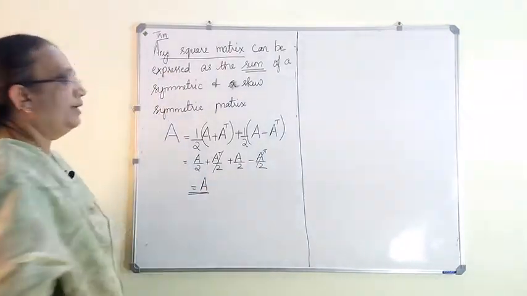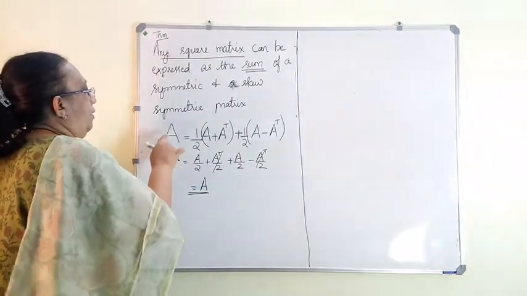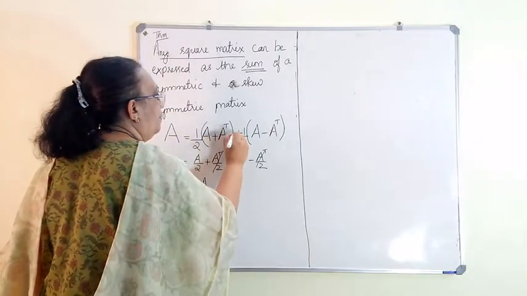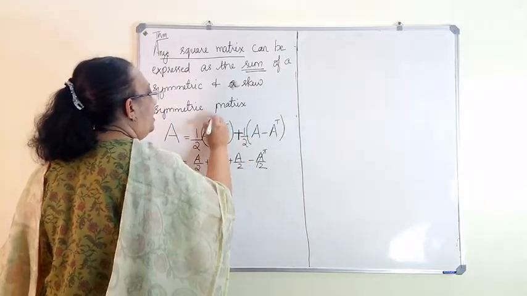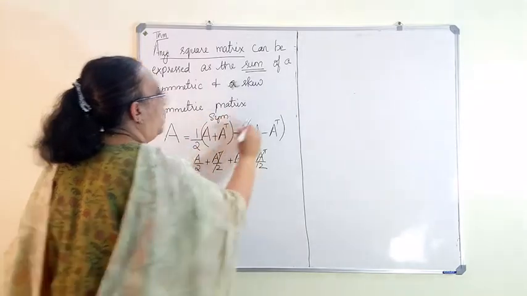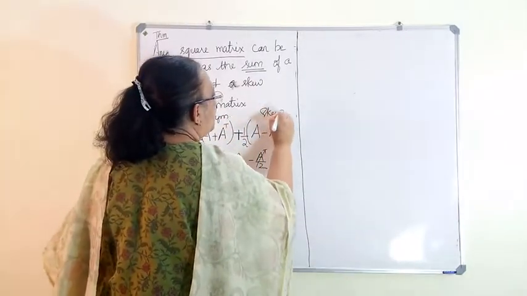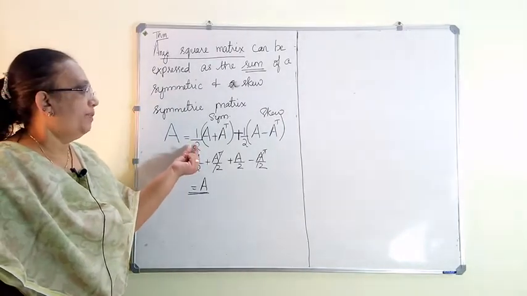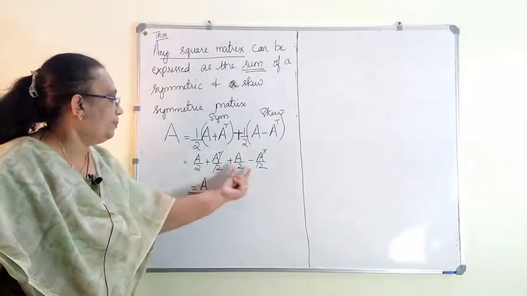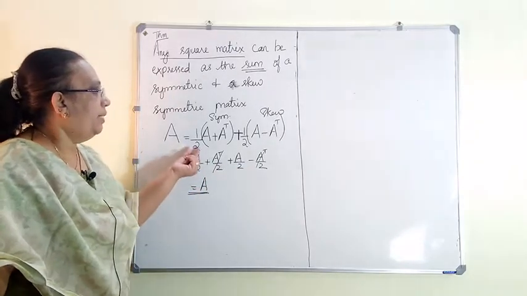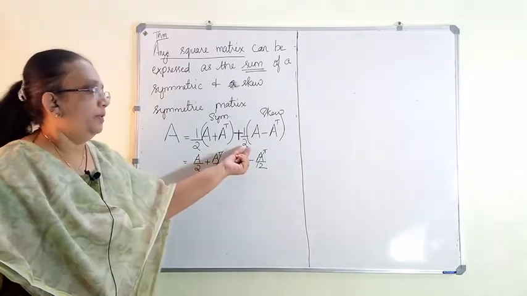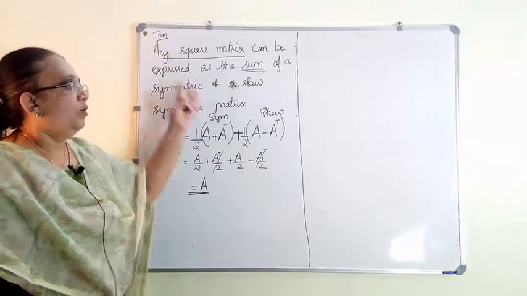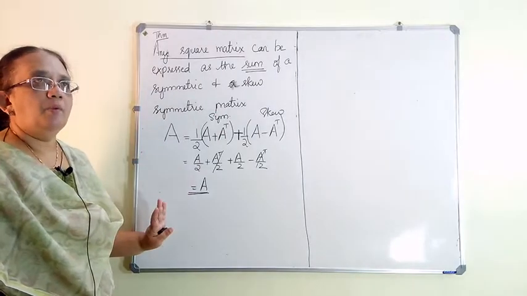So this is the theorem that is telling that a square matrix can be expressed as the sum of a symmetric matrix and a skew symmetric matrix. But you are adding a scalar quantity half, 1 by 2, and when you expand it, you are getting the same matrix. And by multiplying with the scalar quantity, it doesn't make any change. Now, based on this, you have to do the problems.